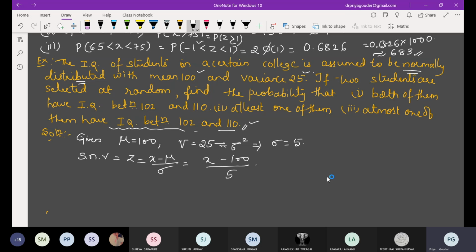So as I said, first I will not go to the condition directly, because if you just see, it is both, at least, at most. So I cannot go to that directly. What is the thing here?